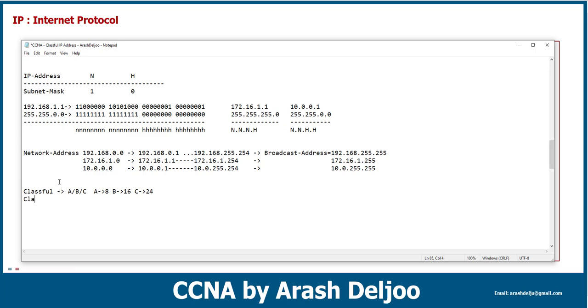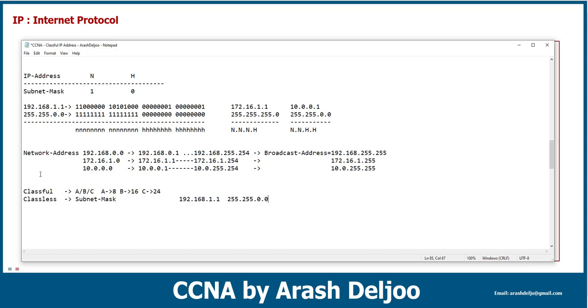But in classless networks, we don't have the rules of the IP address classes. We are using the subnet mask, and we will learn about the function of the subnet mask more later. For example, in classless networks, when you are assigning an IP address to a system, like 192.168.1.1, it's mandatory to configure the subnet mask. This is not optional. You must configure the subnet mask. If you don't configure it, the IP will not work, and maybe you will receive some error message.